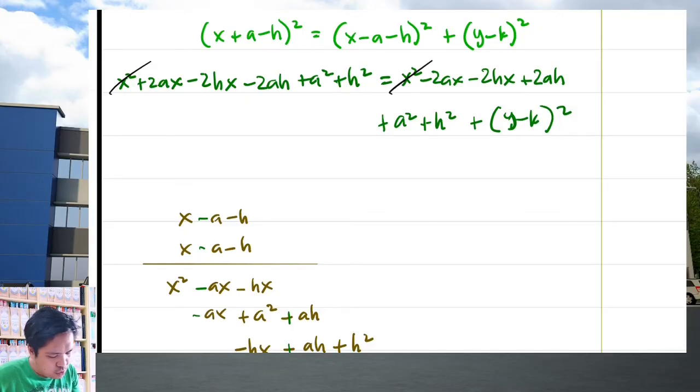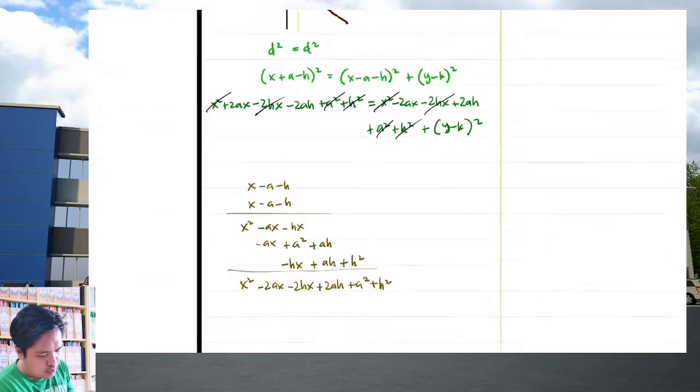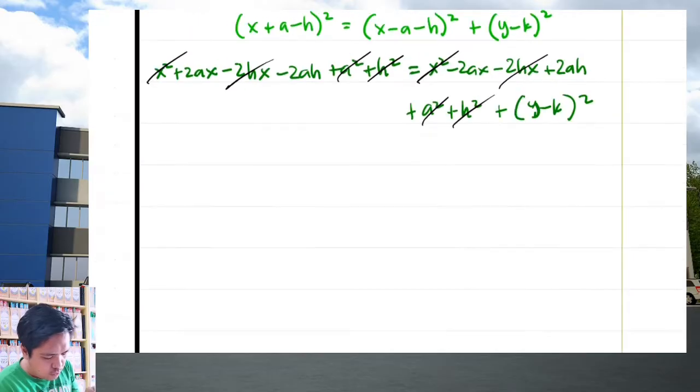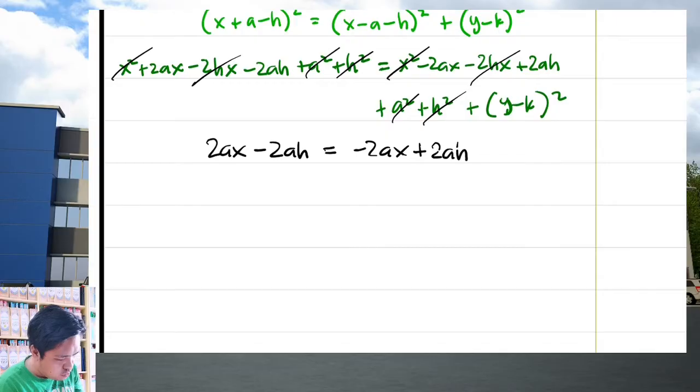Then also, 2hx and negative 2hx will be cancelled out, as well as a and h. So what remains is this. So let's rewrite that. Let me erase this. So if we rewrite, that would be 2ax minus 2ah equal to 2ax plus 2ah, then plus y minus k squared.